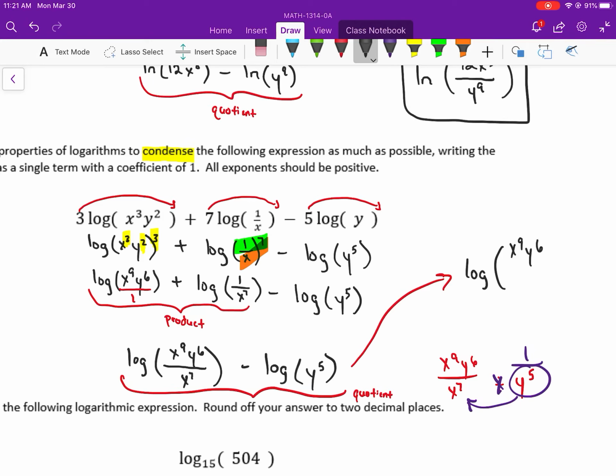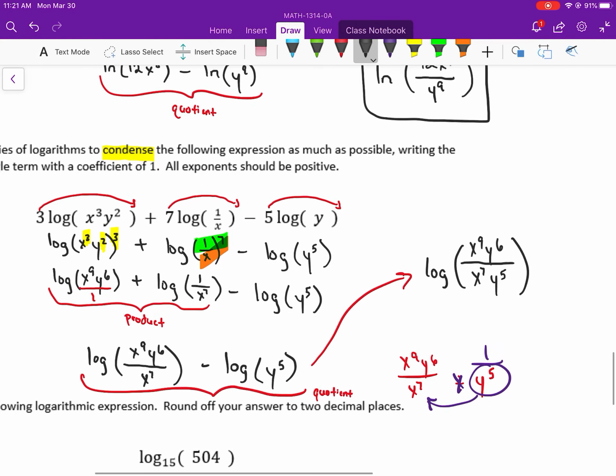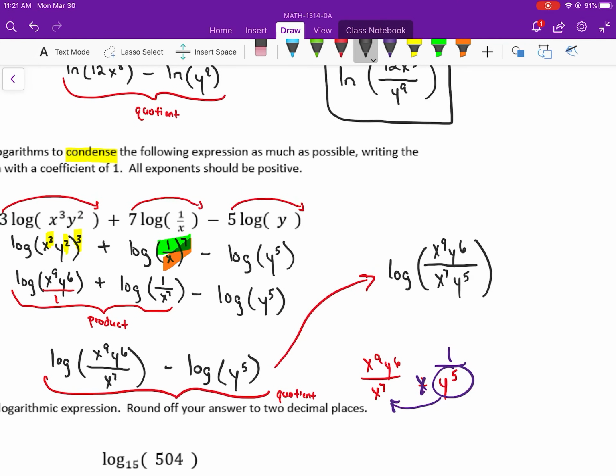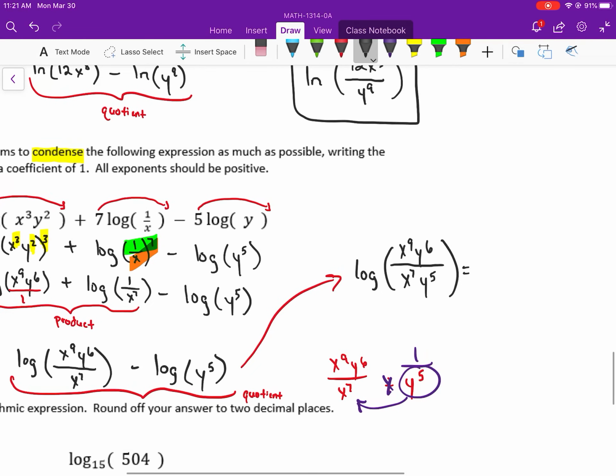Now we should be down to 1 log. So log of x to the 9th, y to the 6th, over x to the 7th, y to the 5th. All right, now we're not quite finished there because there is some simplifying. Remember in the last example, I mentioned that you always have to make sure that you look at these carefully and see if there's any simplifying that can be completed here, okay? I see x's both on the top and the bottom, in the numerator and the denominator, and I also see y's, okay, in the numerator and denominator.